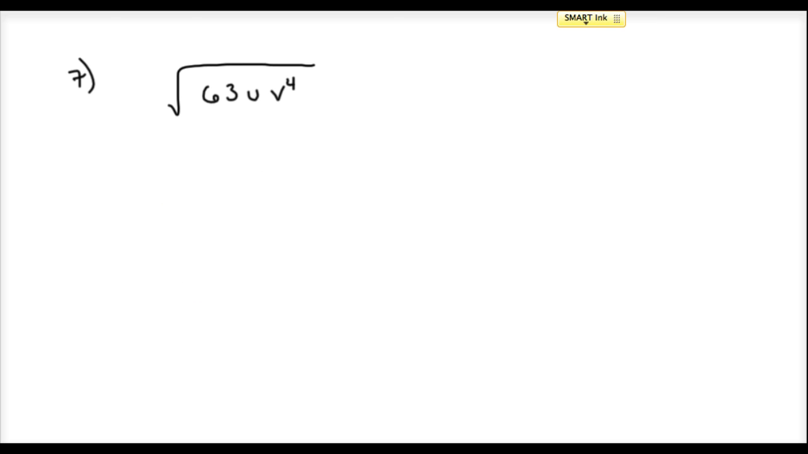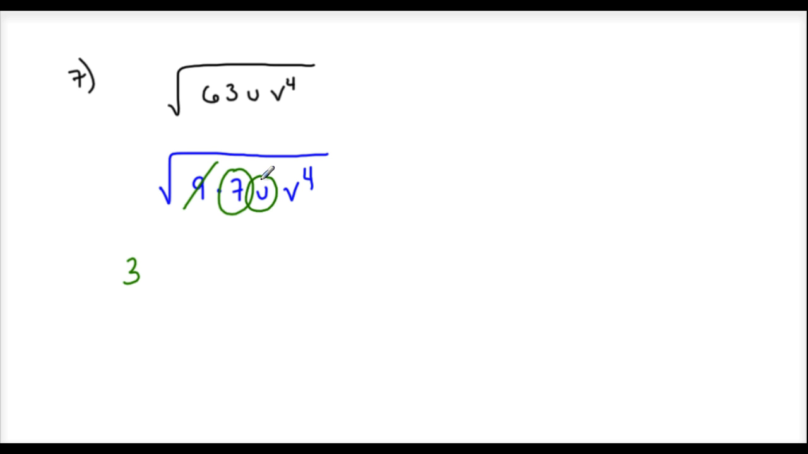value of b. All right, so here we have the square root of 63u v to the 4th. So I'm going to break this up. Factors of 63: 9 times 7, good. U to the 1st stays as u to the 1st. V to the 4th, it's already even. I'm going to leave it as v to the 4th. Simplify. Square root of 9, 3. Square root of 7 stays. Square root of u to the 1st stays. Square root of v to the 4th comes out as v squared. So 3v squared, radical 7u.